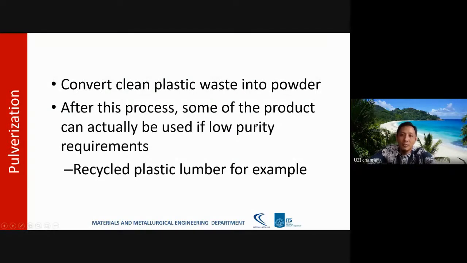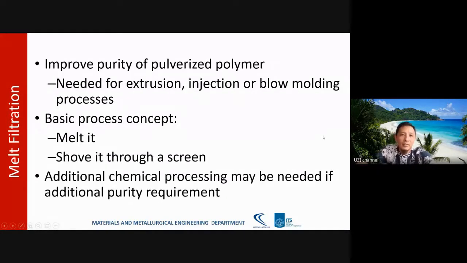After this process, some of the product can actually be used if the purity requirement is low, for example recycled plastic lumber. And then melt filtration improves the purity of the polymer. The concept of melt filtration is to melt it and push it through a screen. And maybe we can add chemical processing if it is difficult to use mechanical filtration.